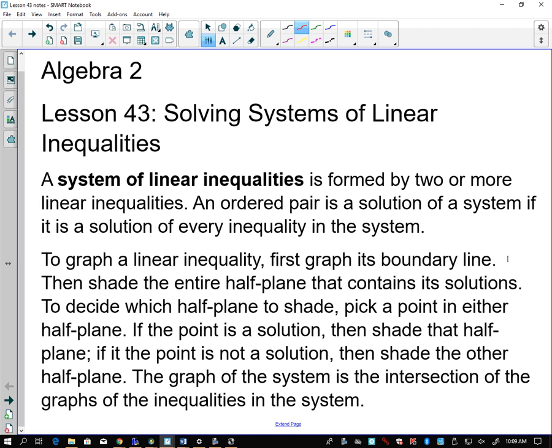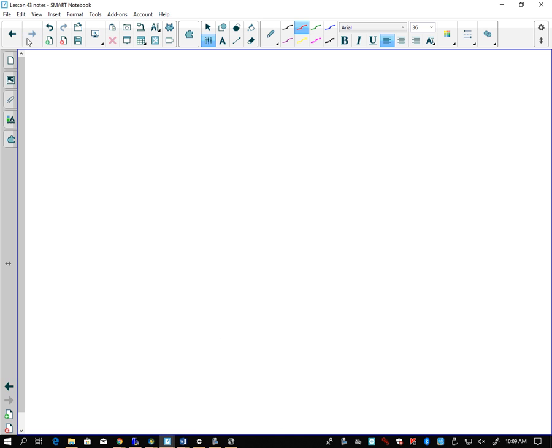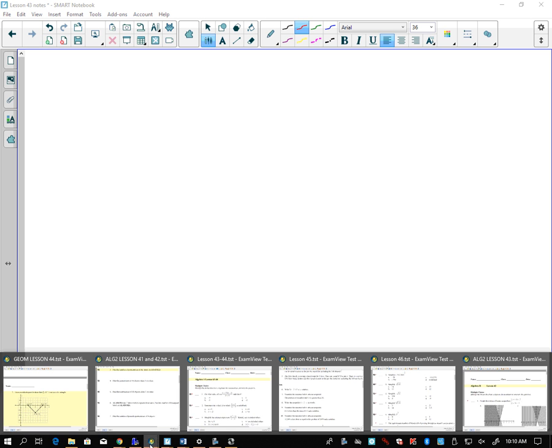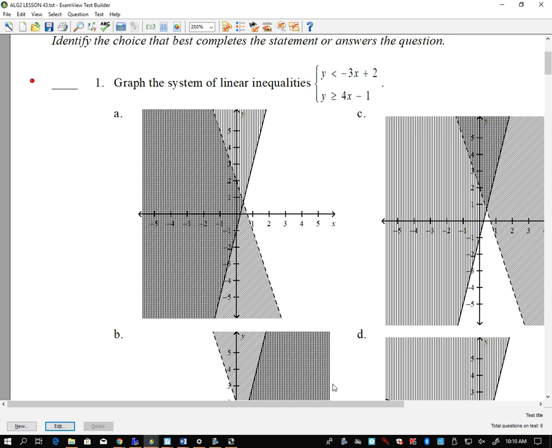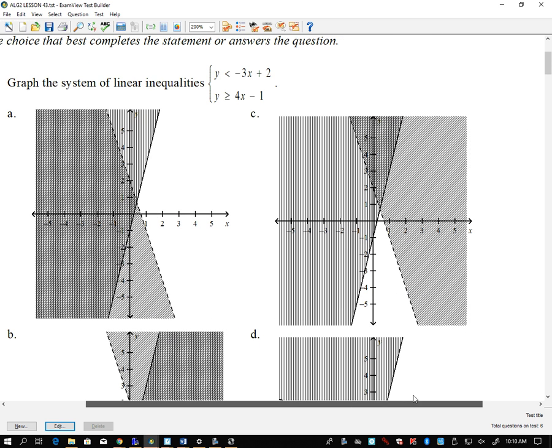Let me see if I can get over here, if there's nothing else in there. All right. Okay, just the one slide. And so we'll look here. Okay. So a lot of these already have our graphs. They say graph, but we don't really need to.